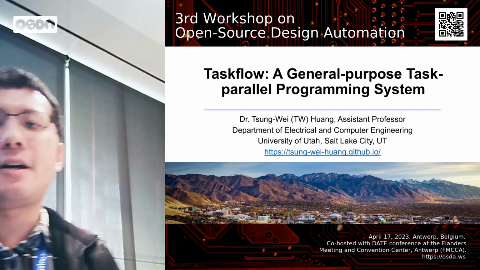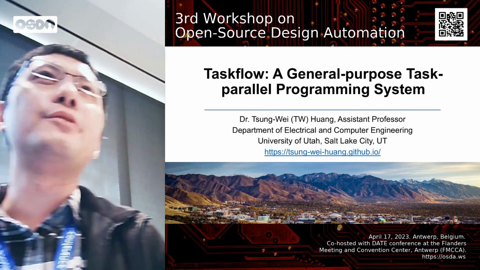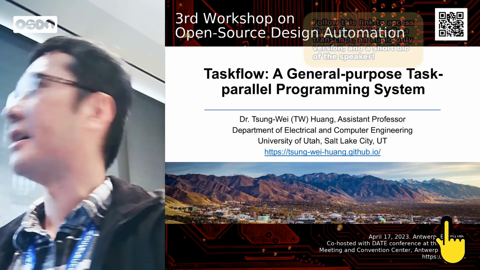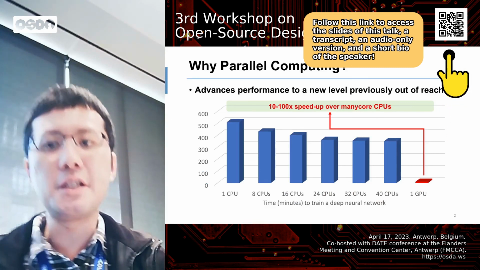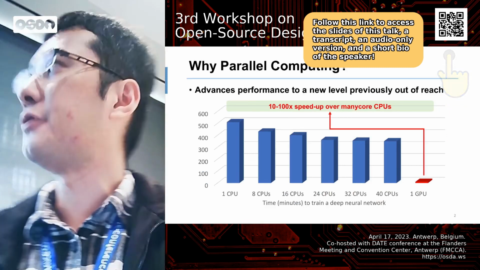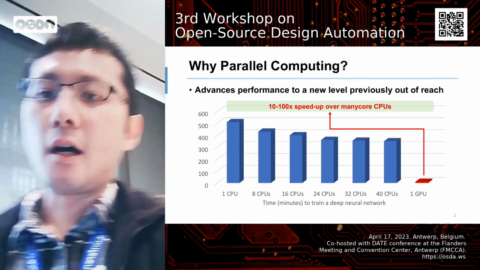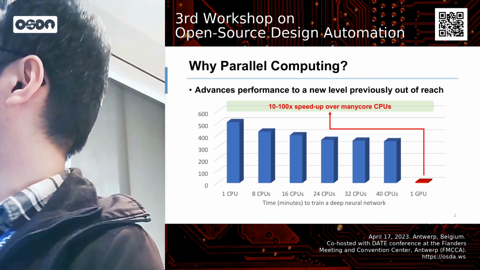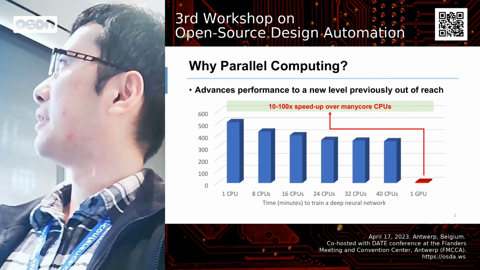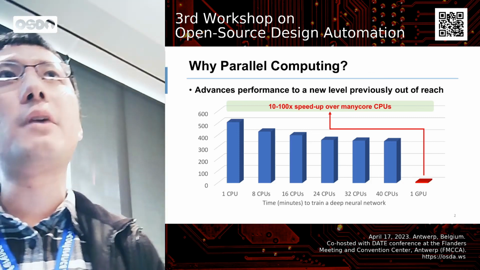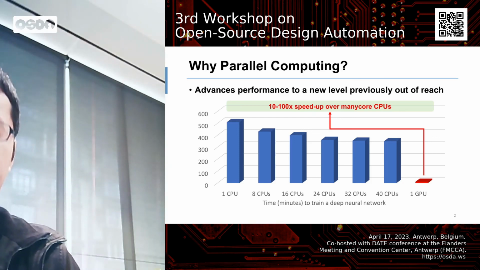Today I'm going to talk about Taskflow. It's a general-purpose task parallel programming system to help you more easily parallelize EDA applications. And many of you already know, parallel computing or parallel heterogeneous computing is very, very critical for your application performance. For example, if you look at machine learning today, even with heterogeneous parallelism using one GPU, we are able to achieve over 100x speedup over that with CPU alone. So that's the power of parallel and heterogeneous computing.